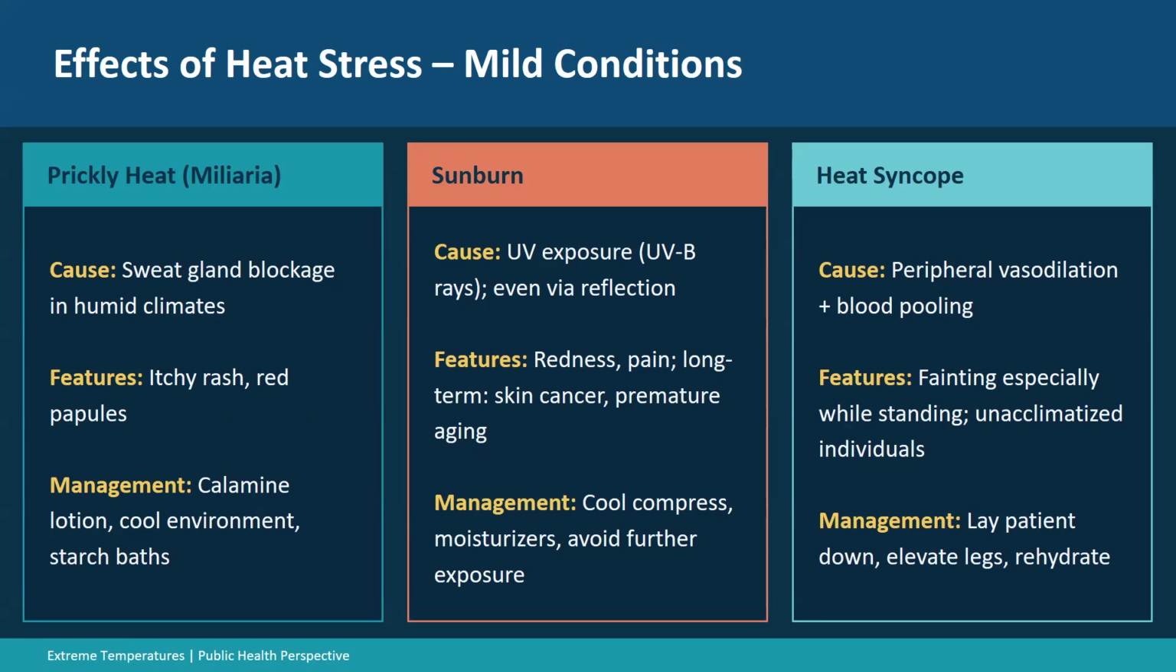The second condition is sunburn, which is caused by the UV exposure, especially to the ultraviolet B rays, even via reflection. The features include redness, pain. Long-term features are skin cancer and premature aging. Management of sunburn includes cool compress, moisturizers, and avoid further exposure to the sun rays.